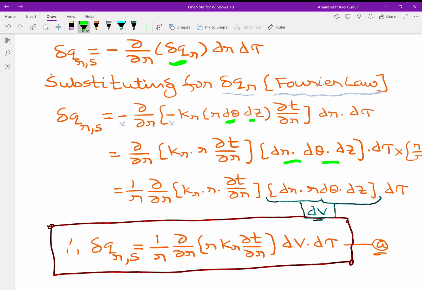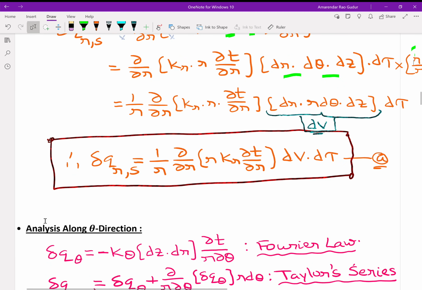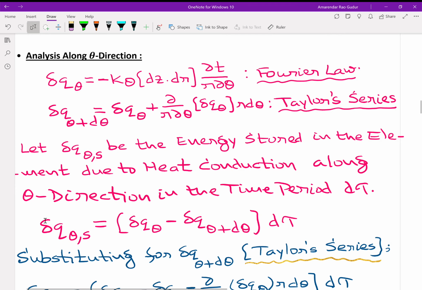So for this purpose we multiply and divide with r. Therefore we are going to have 1 by r in the denominator, and the numerator r will be multiplied over here with d theta, so that we get dr r d theta dz will be the volume of the element. So as a result, del qr comma s would be 1 by r del by del r, r kr del t by del r dv d tau. So this is the energy that is stored in the element due to heat conduction along radial direction in a standard time period of d tau. Now we carry out same analysis along theta direction, and del q theta will be minus k theta dz dr.